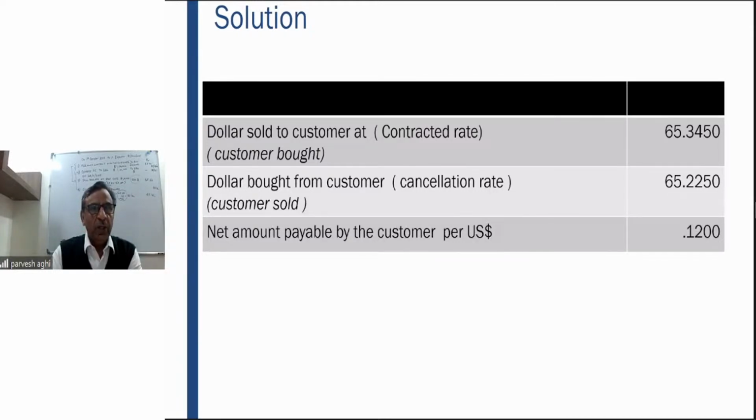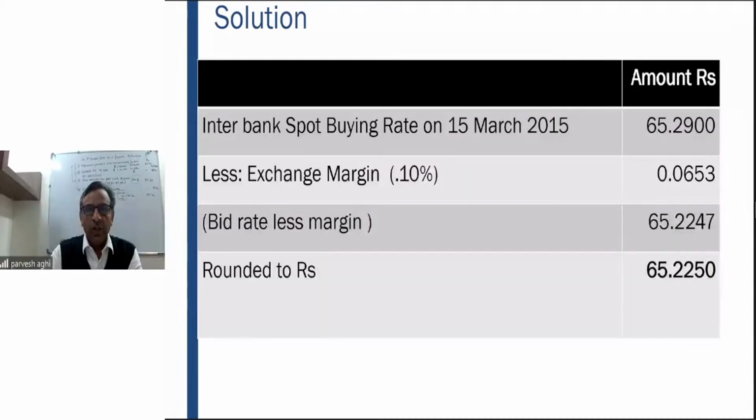buy the dollars. Okay, the dollars sold to the customer. So the customer bought earlier because he is an importer. Now the customer is selling. Okay, so the customer wants to sell those dollars. Fine. So let's go back here. The customer is here selling his dollars. Okay, first he has bought, now he's selling.